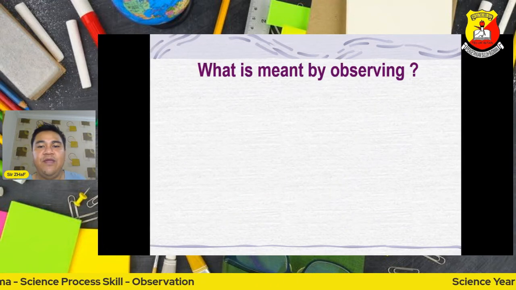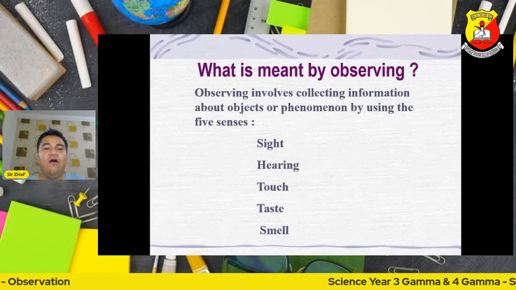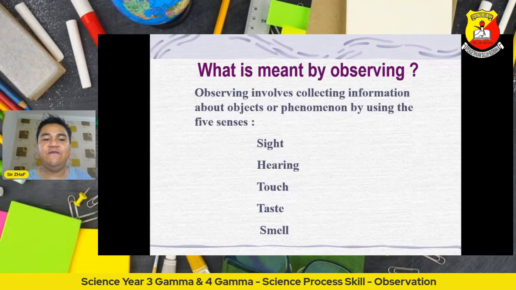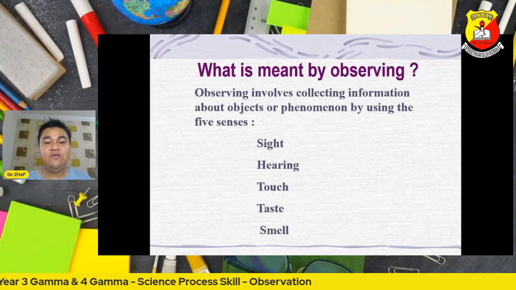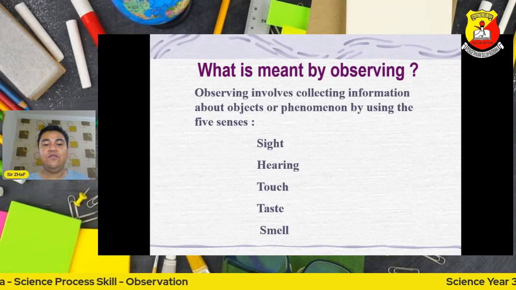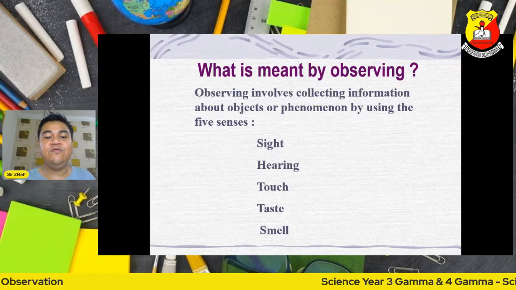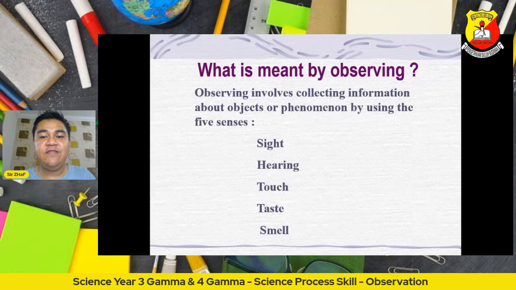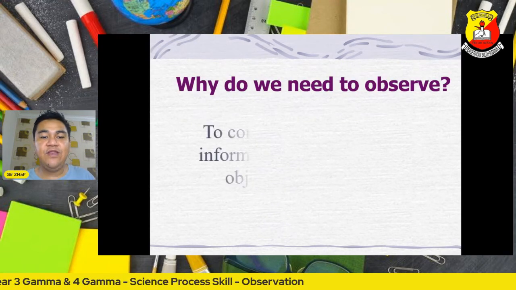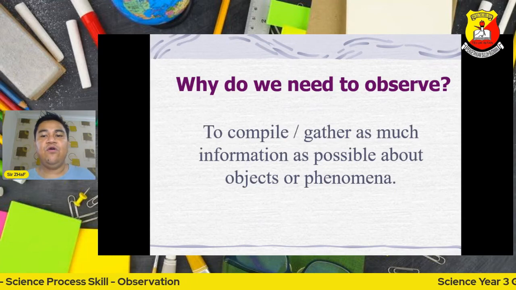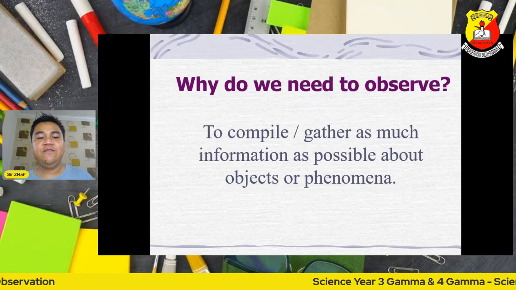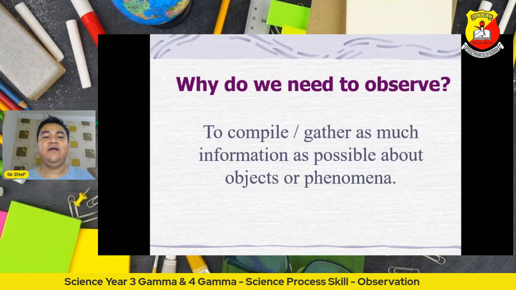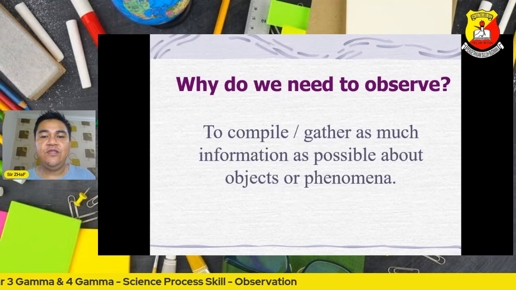Okay, so what is meant by observing? Observing involves collecting information about an object or phenomenon by using the 5 senses. You are using your sight, your hearing, your touch, your taste, and your smell. Why do we need to observe? We need to observe to compile or gather as much information as possible about objects or phenomena.